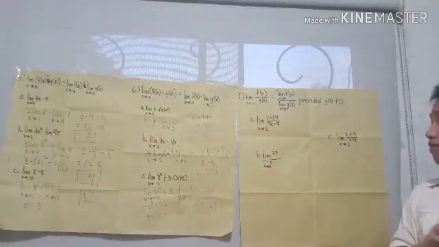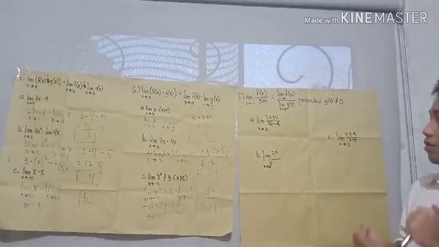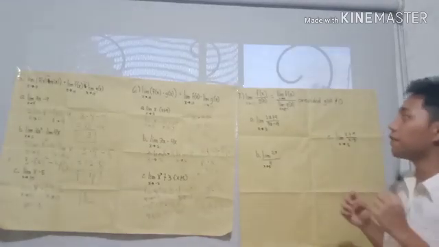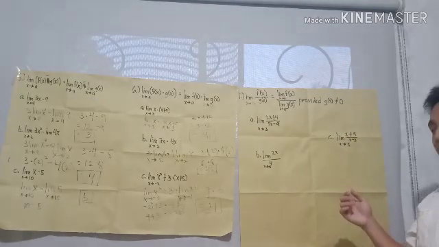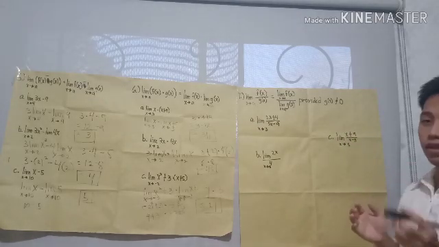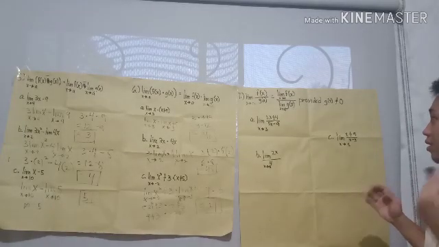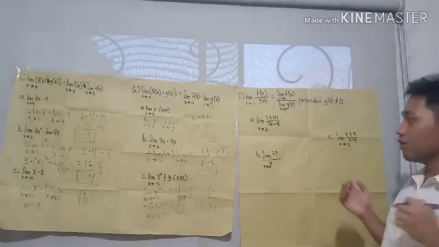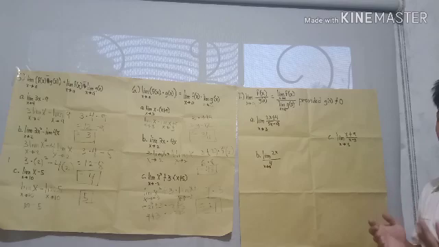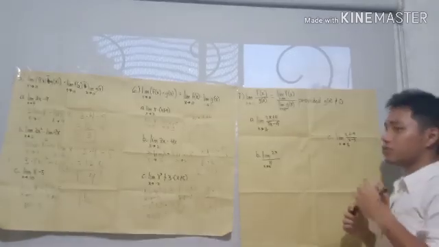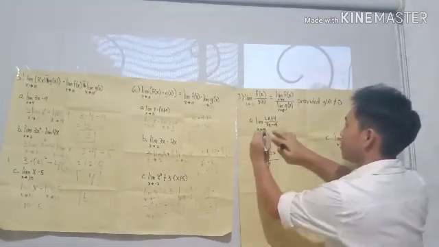The last theorem is the limit of the quotient f of x over g of x is equal to the limit of f of x divided by the limit of g of x as x approaches a, provided that g of x is always not equal to 0. So let us move on to the first example. Theorem 3 should still be used in this theorem to rearrange. So let us do this.